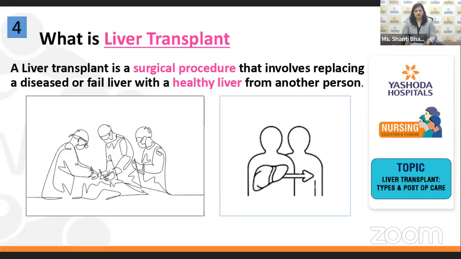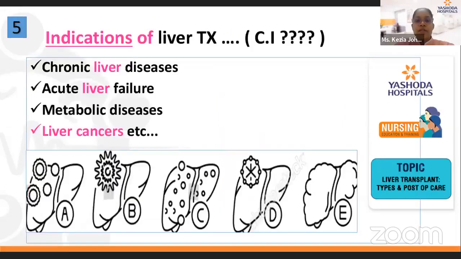So this is how the liver transplant definition is. It replaces the diseased or failed liver with a healthy liver from another person. Now we are going towards the indications of liver transplant. There are many indications: acute hepatic failure, extrahepatic biliary atresia, inborn errors of metabolism such as Wilson's disease and glycogen storage disease, hepatic vein thrombosis, that is Budd-Chiari syndrome, hepatocellular carcinoma, and cirrhosis. These are the most common indications for liver transplantation.